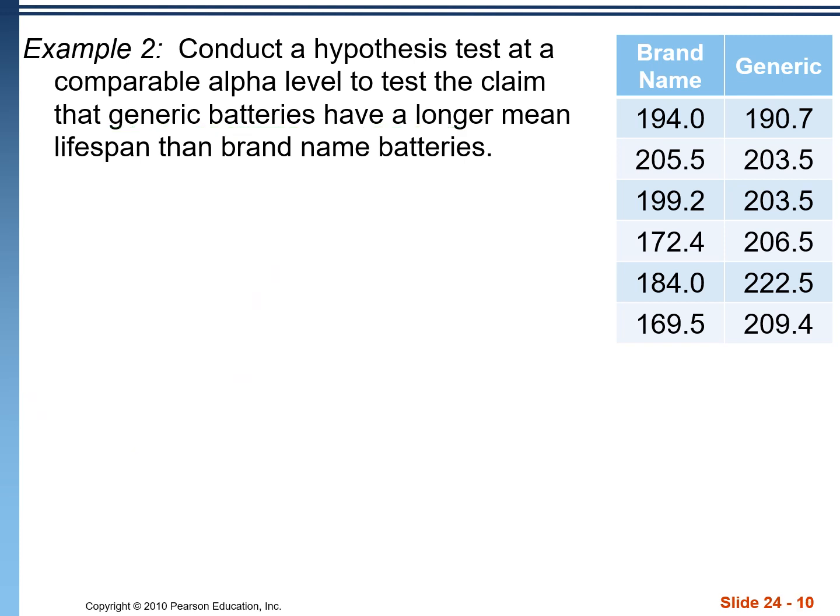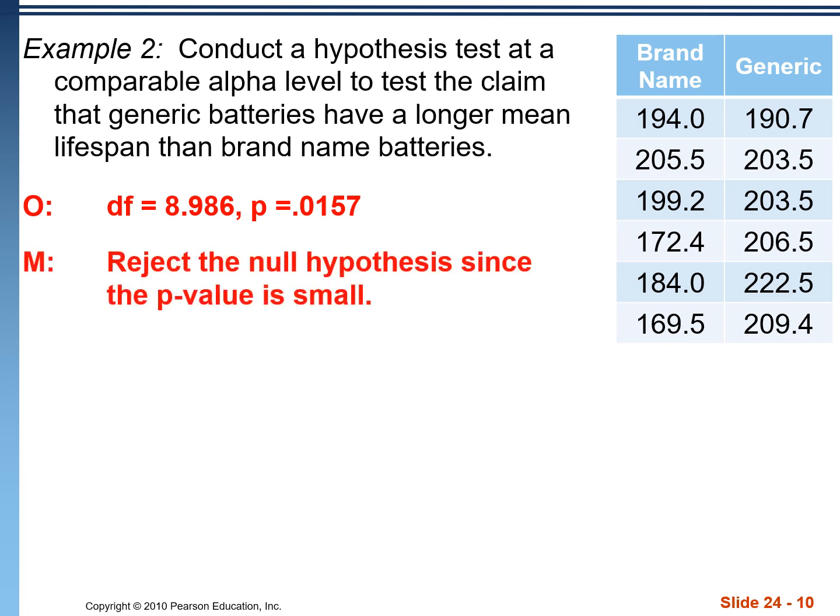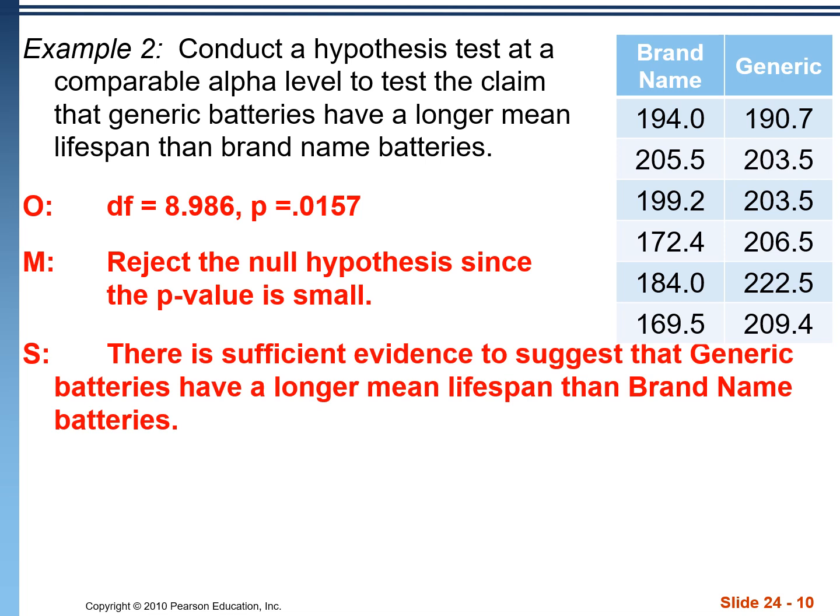Now we go to our calculator, tcdf from 2.551, that's the lower bound, to the right side of the curve, 99 is what I use. Degrees of freedom we grab from the calculator output from actually doing the test, and we get a p-value of 0.0157. Reject the null hypothesis since the p-value is small. This last sentence is always about the alternative hypothesis.